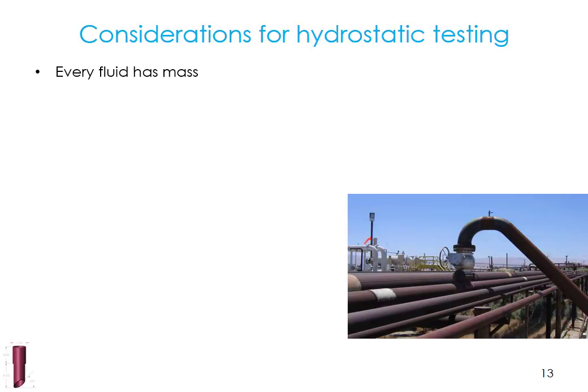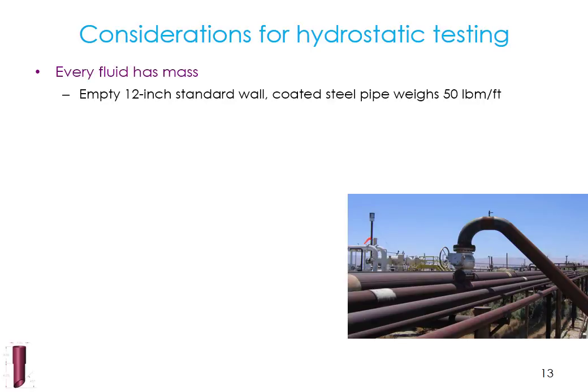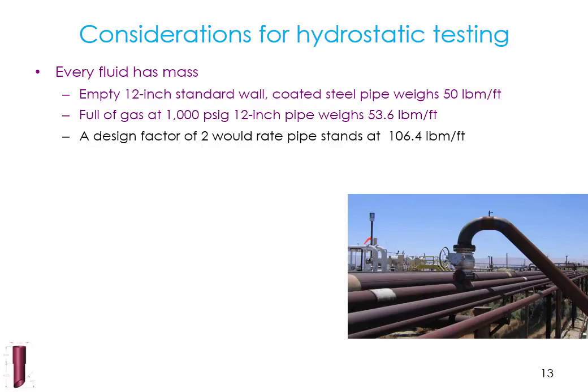Every fluid has mass. An empty 12-inch standard wall coated steel pipe weighs 50 pounds per foot. If that line is full of gas at 1,000 pounds, that 12-inch pipe now weighs 53.6 pounds per foot. A little bit heavier, but not a lot. Normally, people will use a design factor of 2, which would rate the pipe stands at 106.4 pounds per foot.